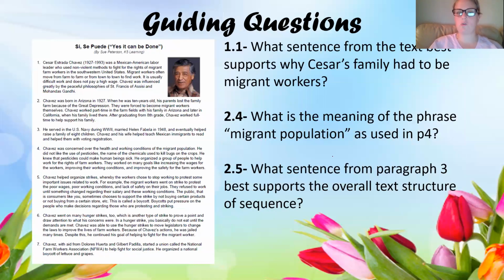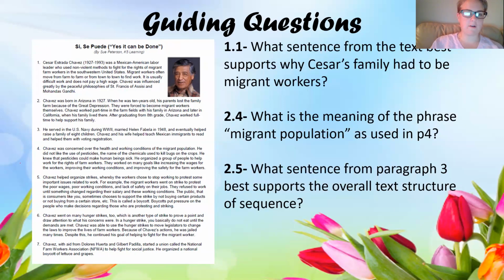All right, so let's look at our questions. So we noticed that they had all these dates and they were putting the events in order. So that lets me know that the text structure for this text is going to be chronological or sequence. All right, so let's look at number 1. What sentence from the text best supports why Caesar's family had to be migrant workers?